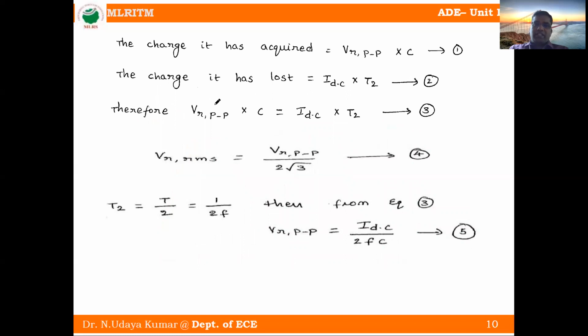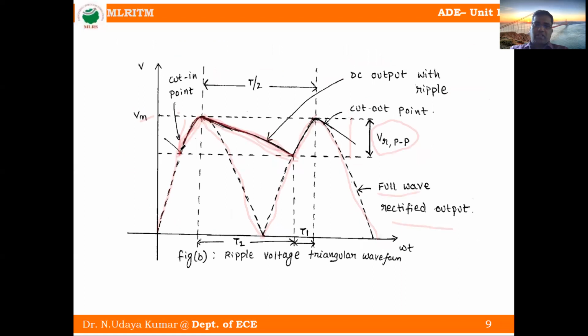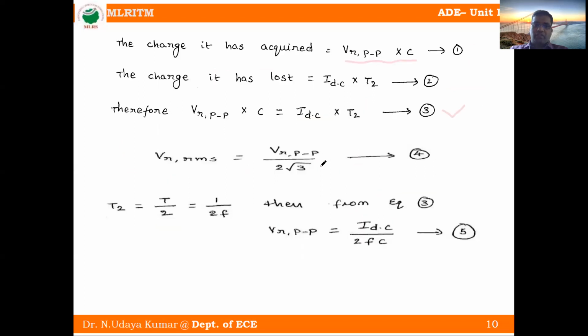So we know that charging is equal to discharging. Equating these two, we will get this third equation. We consider this DC voltage to look triangular. The RMS value of a triangular wave is the standard equation: VR RMS equals VRPP, peak to peak, divided by 2 root 3.